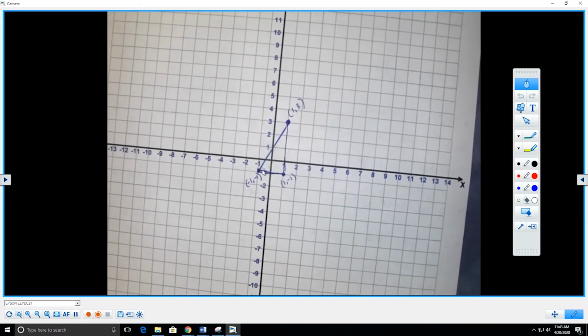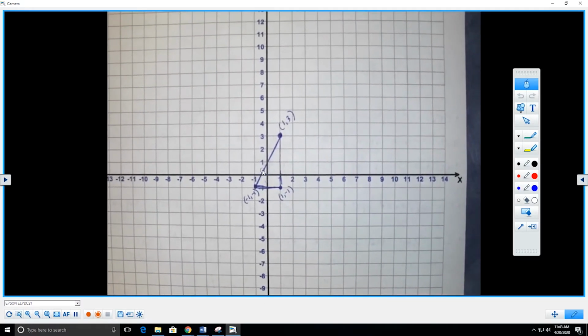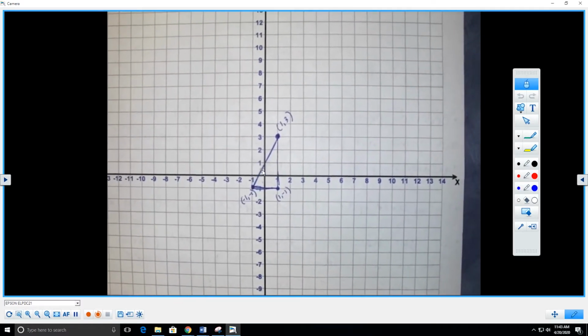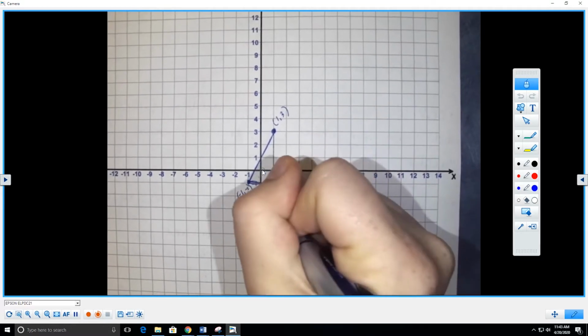Our goal is to approximate the length of the hypotenuse. You can use a calculator to help you. So let's first find the length of each leg. So let's look at this horizontal leg. This length is 2 units.